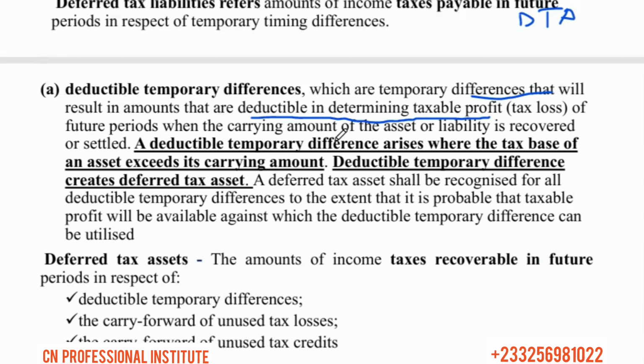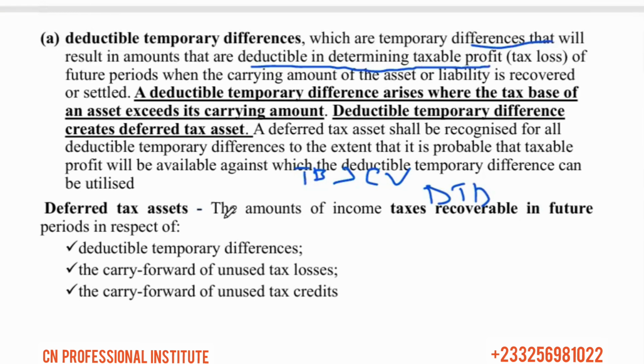Deductible temporary differences arise when the tax base of an asset exceeds the carrying value. So we said when the tax base is bigger than the carrying value, then we have what we call a deductible temporary difference, and this will create a deferred tax asset.